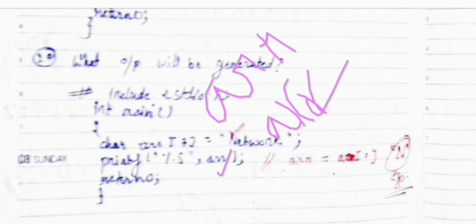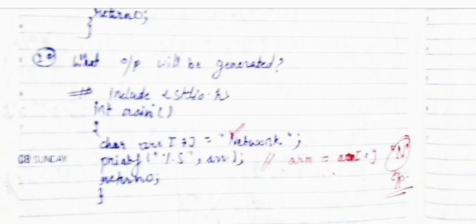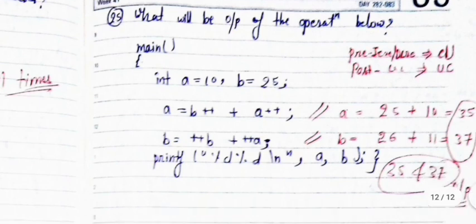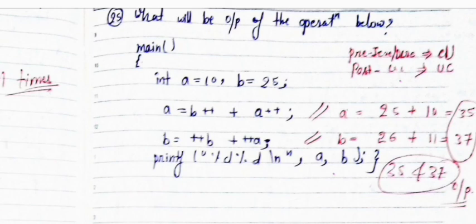Now come to the next question. The next question is defined as: what is the output of the following operation? The operation is given like that: main, int a equal to 10, b equal to 25, a equal to b plus plus plus a plus plus, and b equal to plus plus b plus plus plus a. Here pre and post increment or decrement is used. In pre-increment we first change the value and then use it, and in post-increment we use the value and then change it.